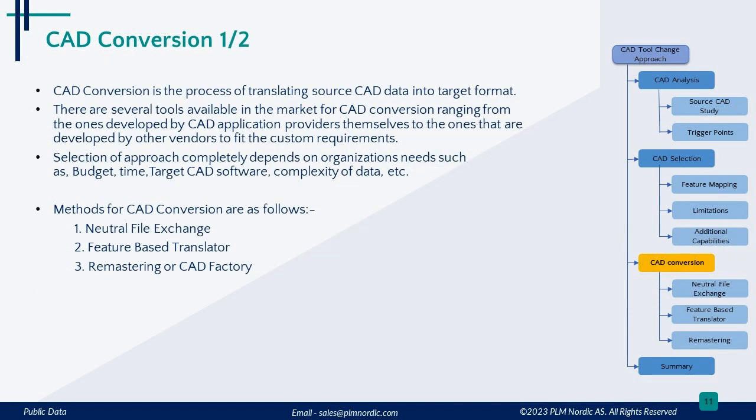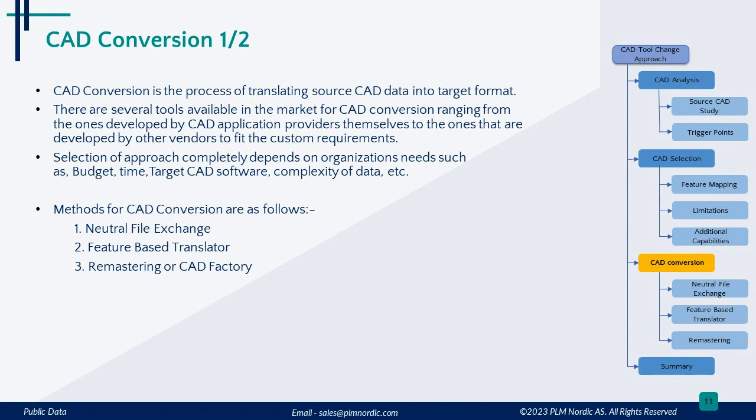Coming to CAD conversion. It is the process of translating source CAD data into target format so that the files open in target CAD software successfully, while allowing usage of all the features and functionalities targeted in the conversion. There are several tools available in the market for CAD conversion, ranging from the standard export and import tools from the CAD application providers themselves to the ones that are developed by other vendors to fit custom requirements. These tools come with pros and cons, so selection of approach completely depends on the organization's needs such as budget, time, target CAD application, and complexity of CAD data.